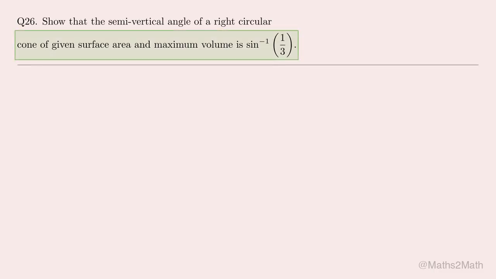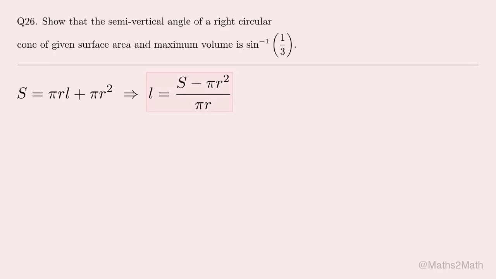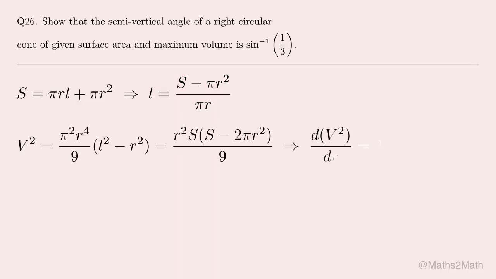Question 26. Fix total surface now, and the answer is inverse sine of 1/3. The total surface pi rl plus pi r squared is the constraint. From the fixed surface S equals pi rl plus pi r squared, solve for the slant L. Square the volume and substitute h squared equals L squared minus r squared. V squared simplifies to a function whose derivative vanishes when S equals 4 pi r squared.